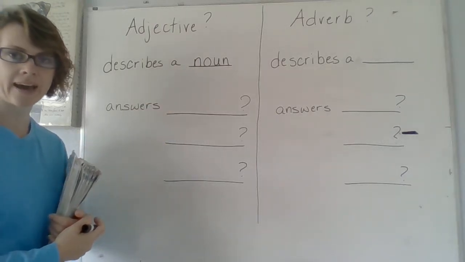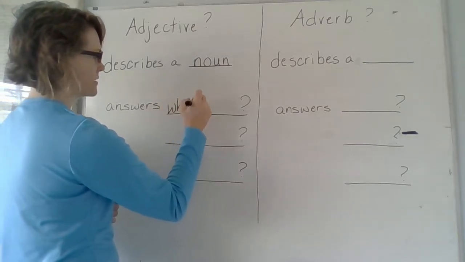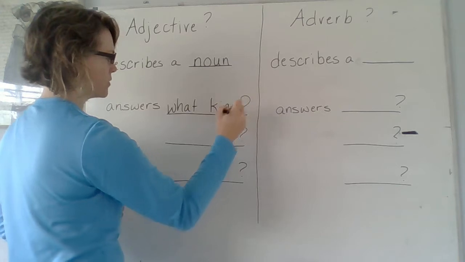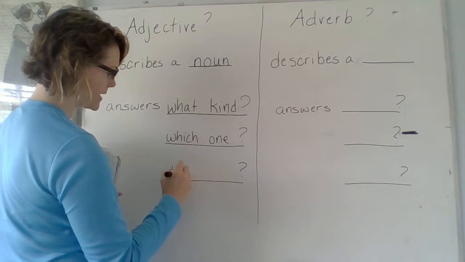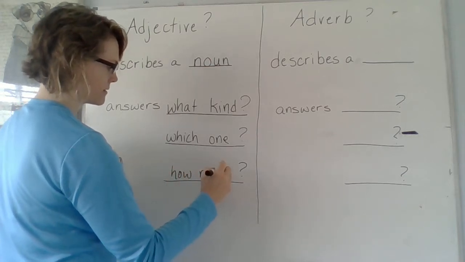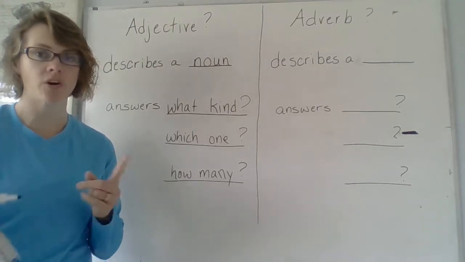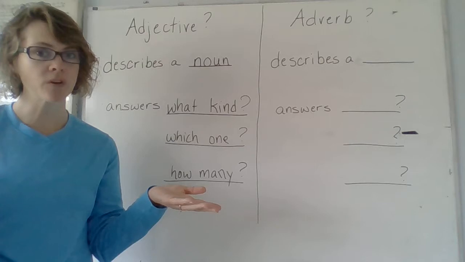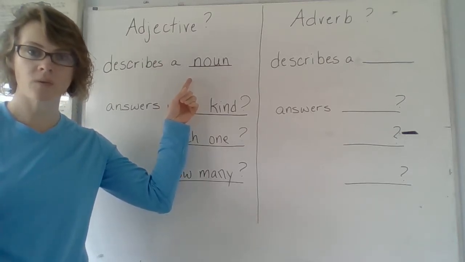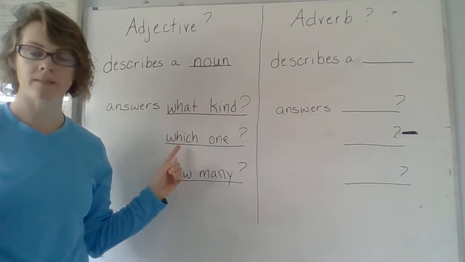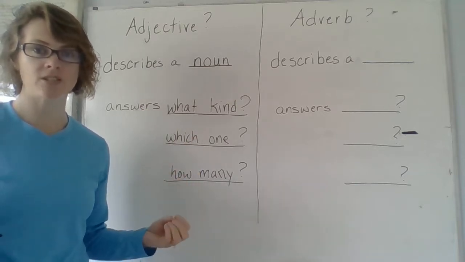An adjective asks what? What kind? Which one? How many? And this jingle even tells us how to find an adjective. To find an adjective, go, ask, and get. Where do you go? To the noun or the pronoun. When you get to the noun, what do you ask? You ask, what kind? Which one? How many?